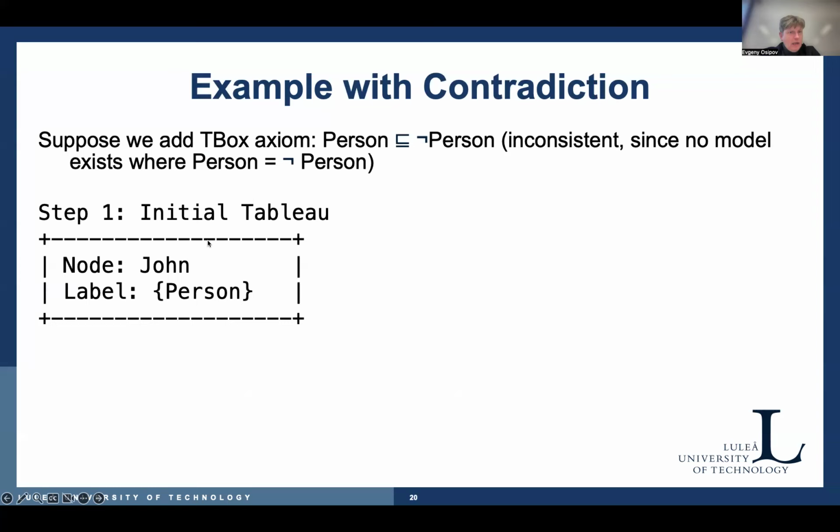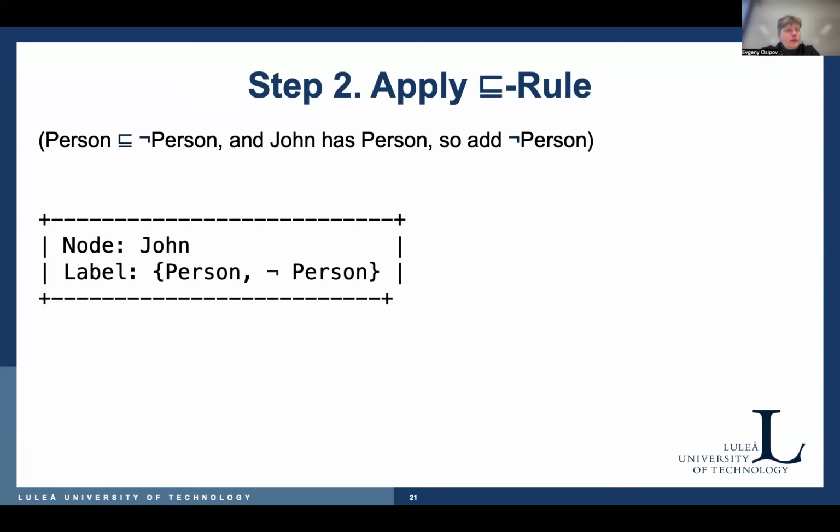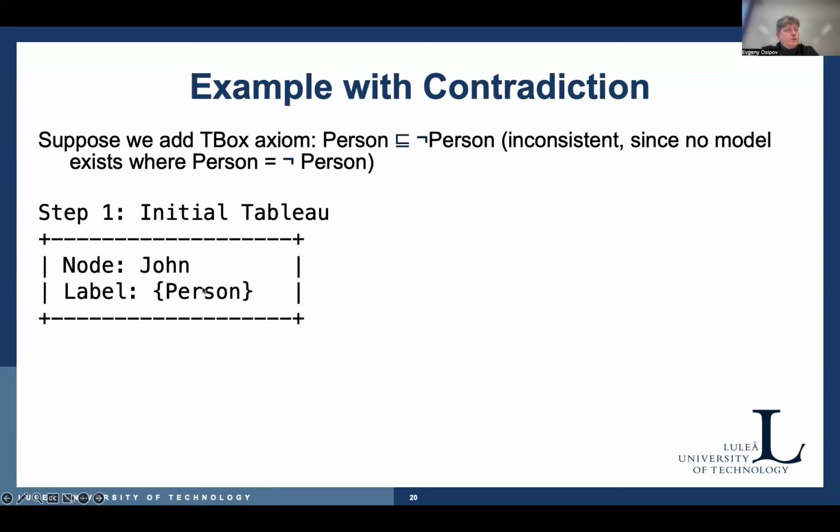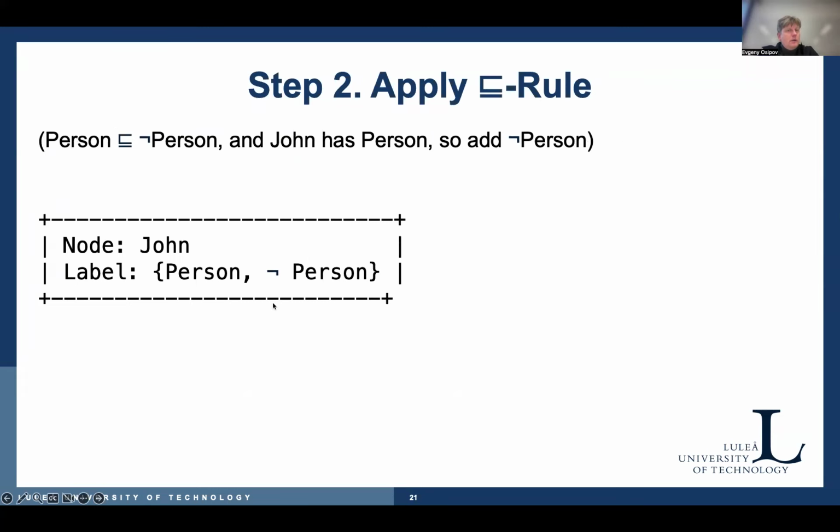And then we start with an assertion, so we see what the reasoning algorithm does in this case. It would actually terminate immediately. When expanding this fact into the first label, and then consulting this axiom, it will add not person.